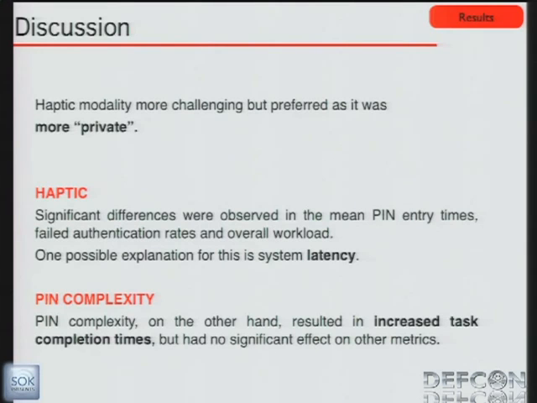First of all, system latency can be a problem for haptics because that motor has to spin up. And so if people are spinning the wheel fast, then they can miss the cues as they go over them. So that could be a contributor to the higher error rate. Secondly, more complex pins took longer to enter, but they didn't result in worse errors. So it doesn't feel like there's an error rate per entry of the pin. There's some kind of overall error rate.